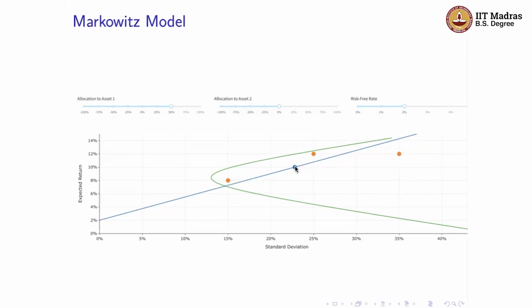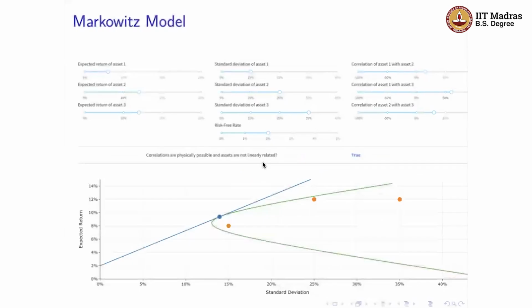And we can now calculate the Sharpe ratio of this blue dot by looking at the line which connects the blue dot with this risk-free rate, and then looking at the slope of this line, right? The blue line that we have here, right? So that's how you can calculate the slope, the Sharpe ratio, of this portfolio. Okay.